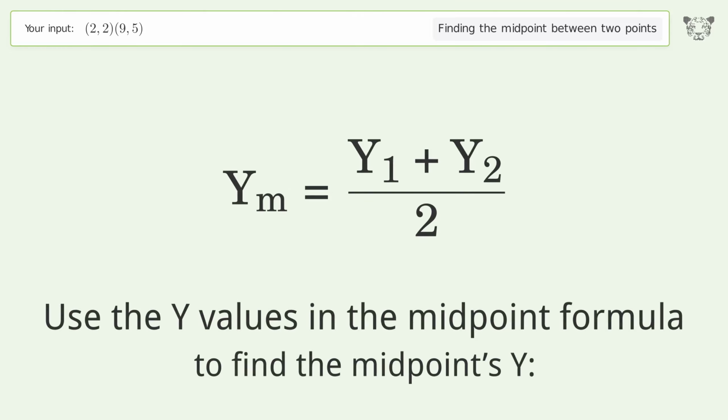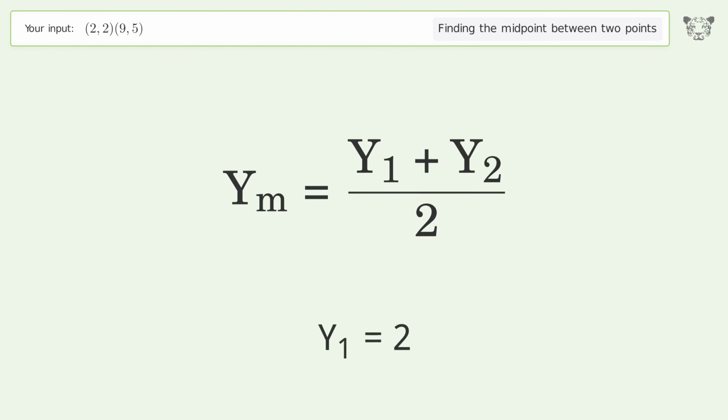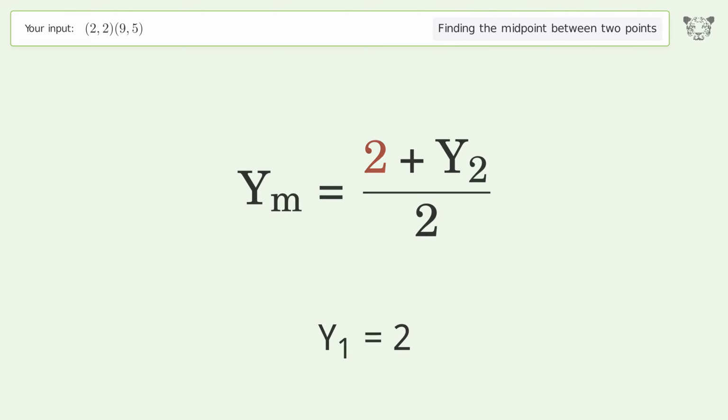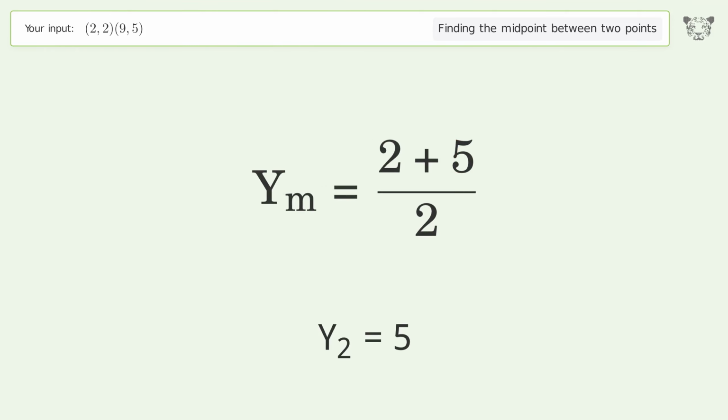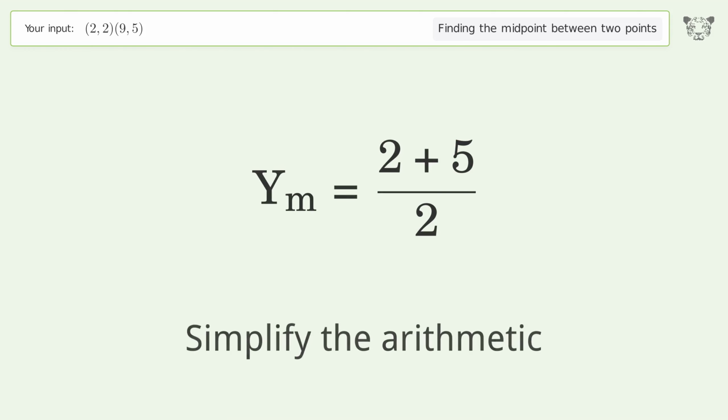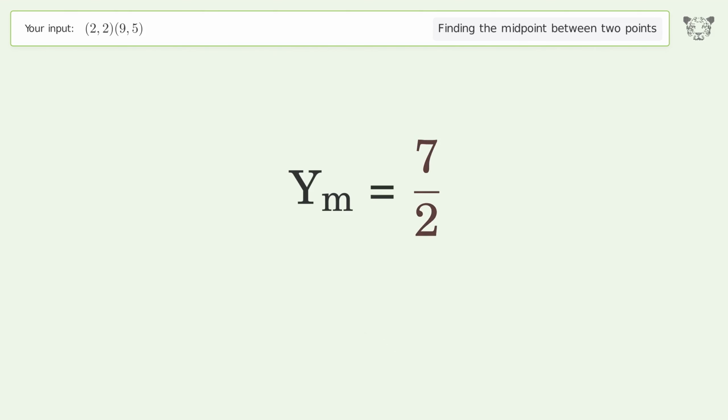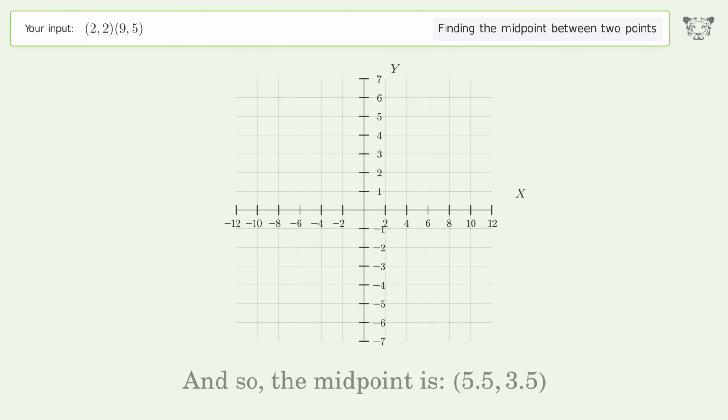Use the y values in the midpoint formula to find the midpoint's y. y1 equals 2. y2 equals 5. Simplify the arithmetic. And so, the midpoint is 5.5, 3.5.